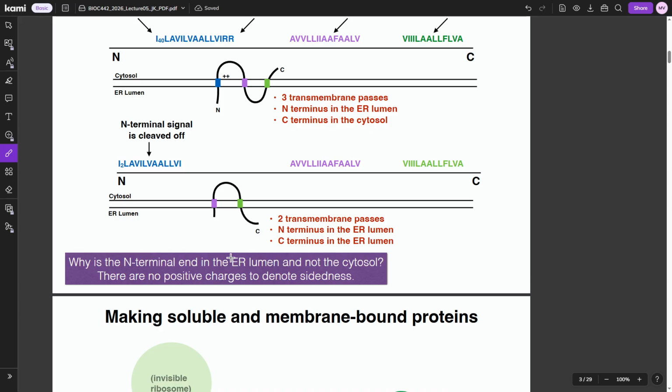Some people were asking why the N-terminal end is in the ER lumen and not the cytosol. It's because, remember, I showed this in the previous video. When you initially put the protein in, first of all, there are no positive charges at all that denote the sidedness. So it's just based off how it enters the ER in the first place. Remember, there should actually be another section here like this. This should be the end terminus right here, but that gets cleaved. So this flops down like that.